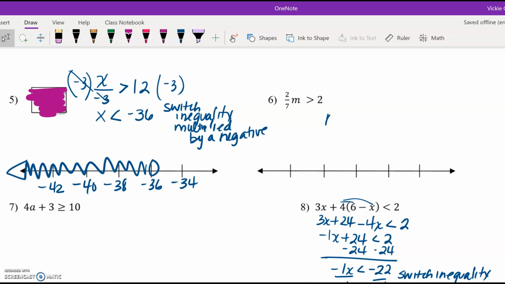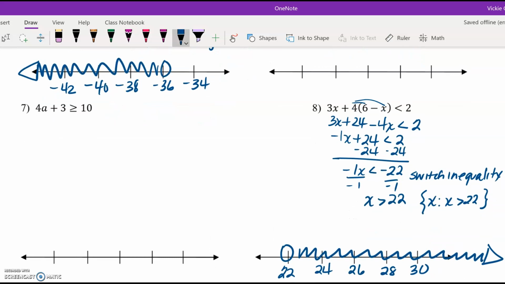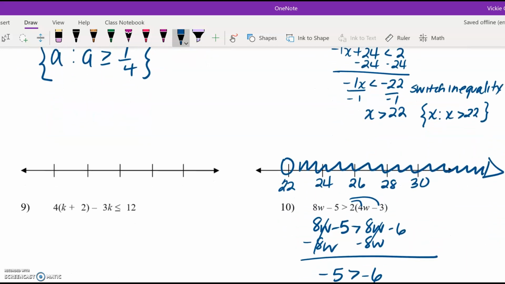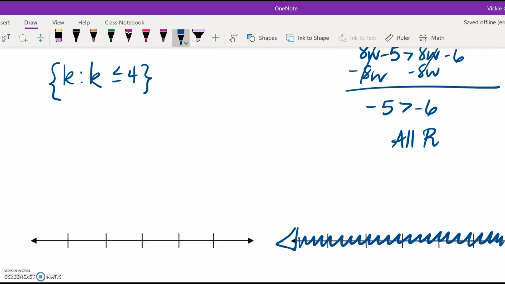And number 6, you should have m such that m is greater than 7, and that's going to be an open circle on 7 shading to the right. We didn't do 7 either. Okay, number 7, a such that a is greater than or equal to 7/4. This is going to be the first one where it's a solid circle on 7/4, and you'll be shading everything to the right. Number 9, k such that k is less than or equal to 4. That's also a solid circle on 4, and it'll shade everything to the left.